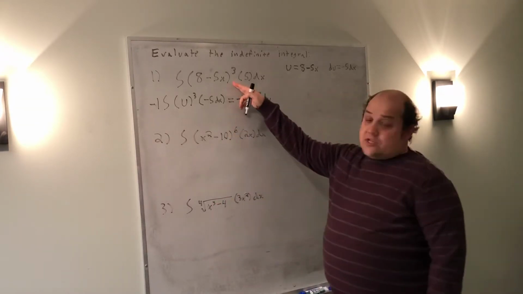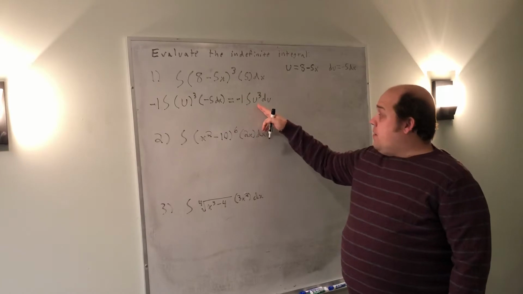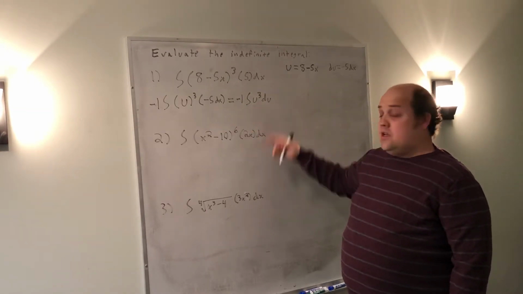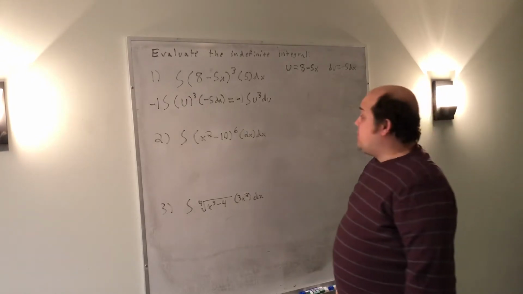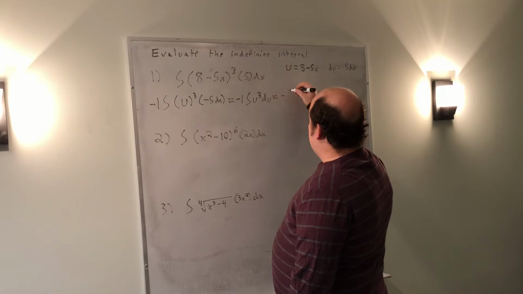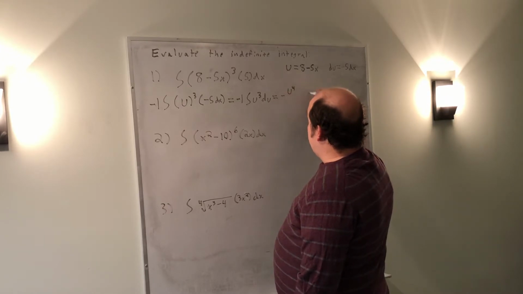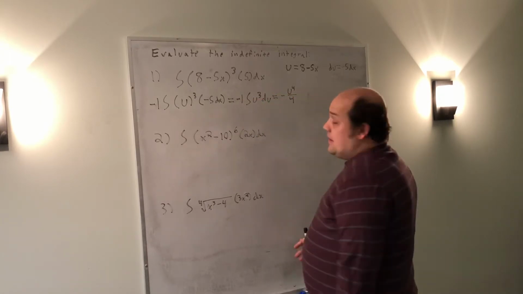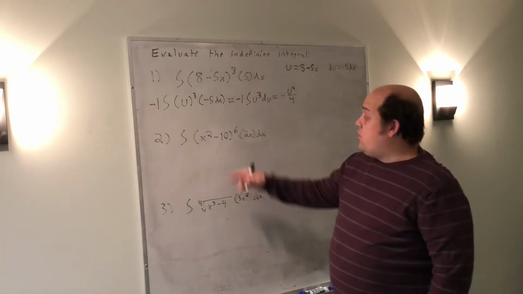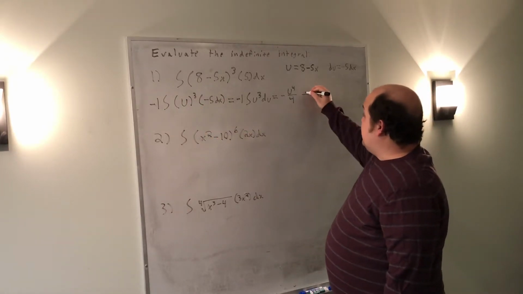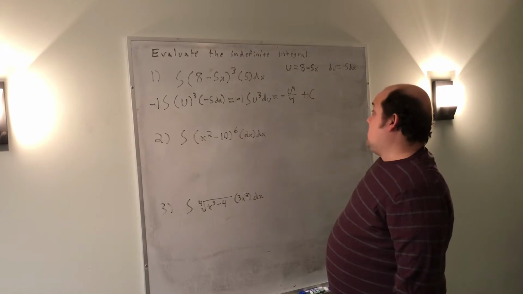What originally started with x's has now moved to u's. I have no x's in the integrated equation, so I can go ahead and integrate with respect to u. U to the third adds 1 to the power, so it becomes u to the fourth. I divide by the new power, over 4. This negative gets applied, and then the last thing I have to remember is because I don't have limits of integration, it's an indefinite integral, which means it has to have this plus c.